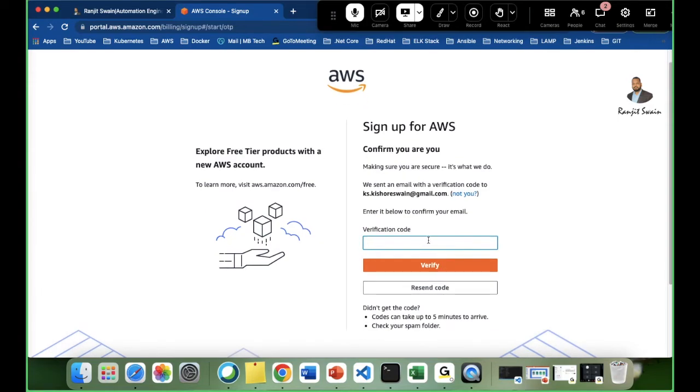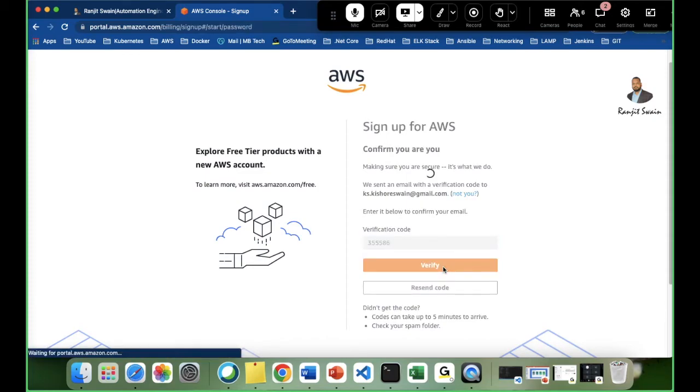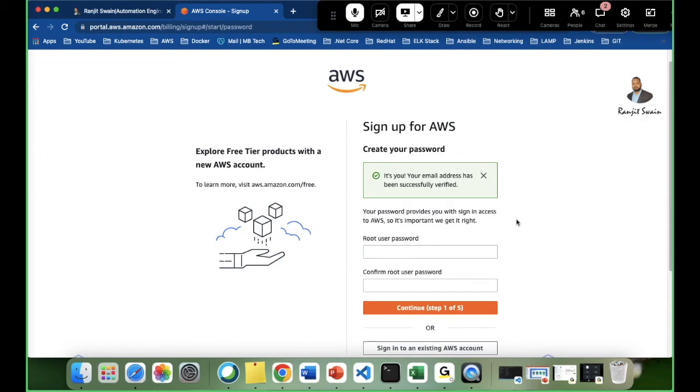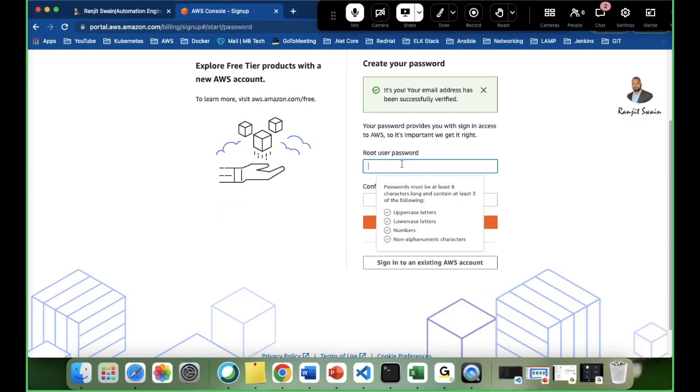Okay, Kishore, can you give your verification code, if you have received it? It will be in Gmail, right? Oh, yeah, Gmail account. Just a second. Yeah, it's 355586. Okay, your email address has been verified. Now I'm setting up a root password.